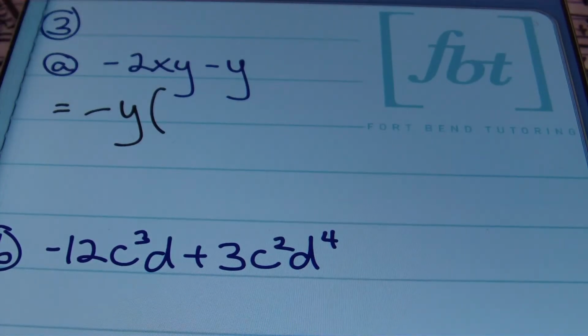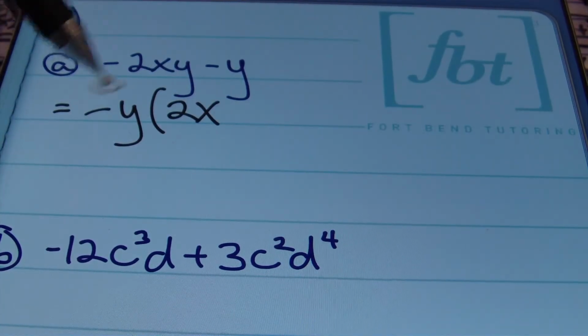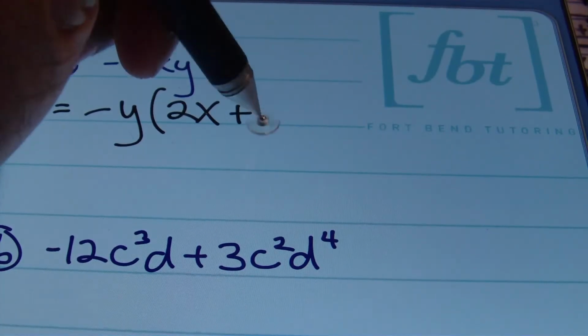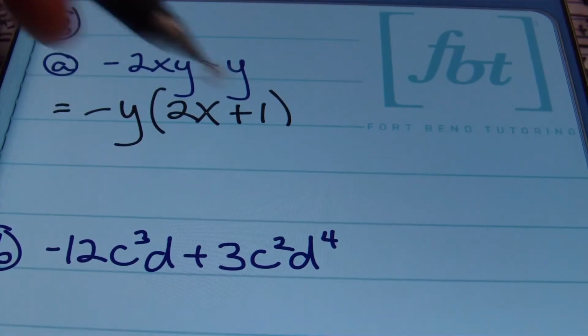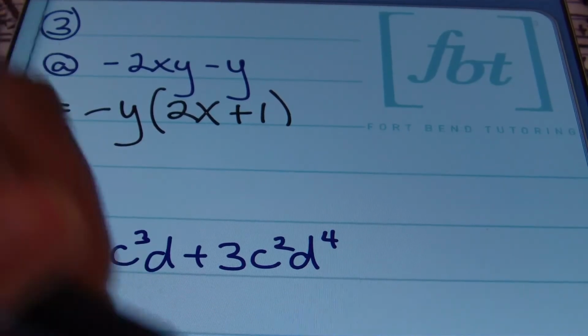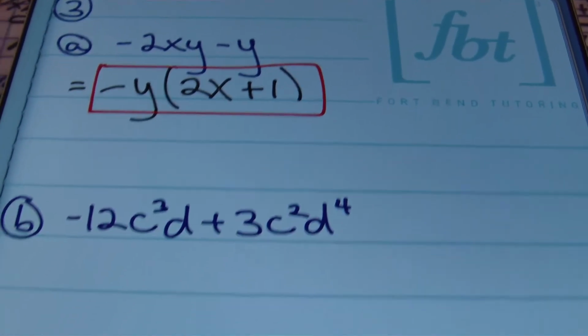That's going to leave me with the following. It's going to leave me with 2x here, because negative y times 2x is negative 2xy. Then negative y will go into itself a positive 1 time, so I write down positive 1. Remember, this has to multiply to get me back to the original. So negative y times 2x is negative 2xy, and negative y times 1 is negative y. I'm done. That's the end of 3a. Just like that. Done and done. I'm putting the box around it. I'm moving on to that next problem here.